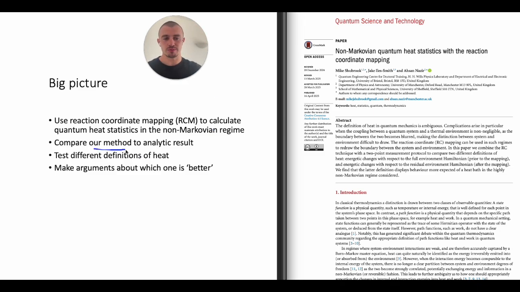Now we compare this method that we've come up with to an analytical result so that we can show that it was working as it should. And then we use our method to test two possible definitions of heat. And then we make arguments about which one is better suited to the situation that we're currently looking at.